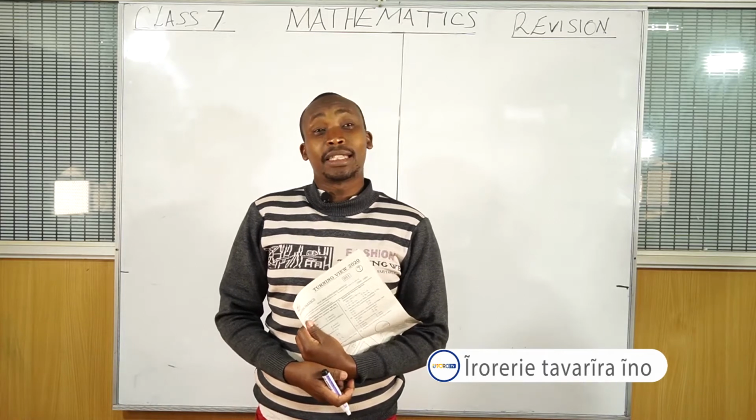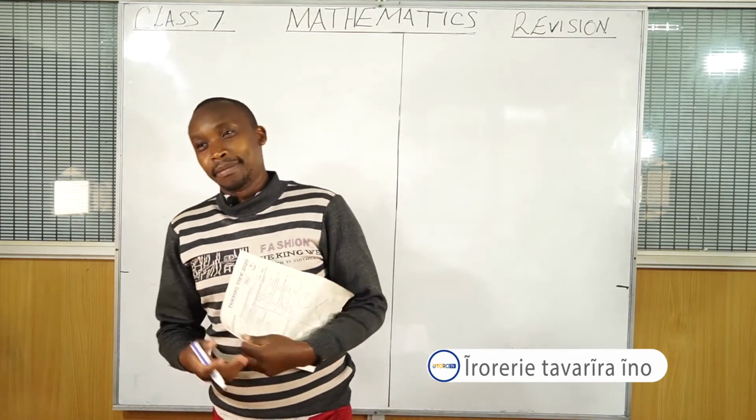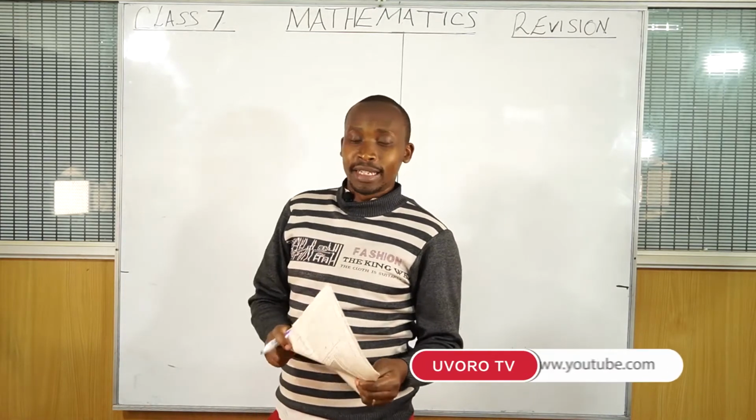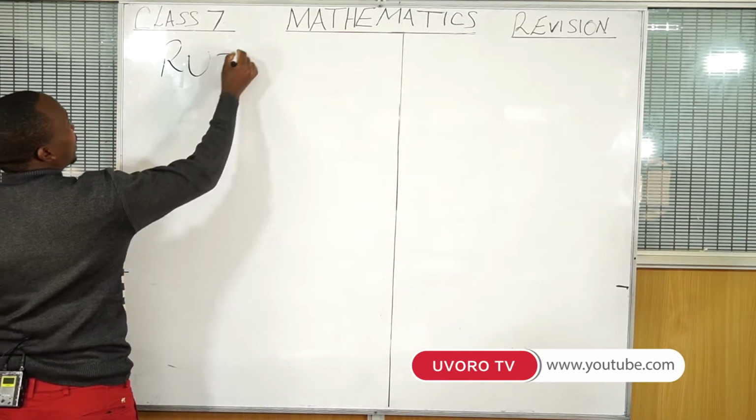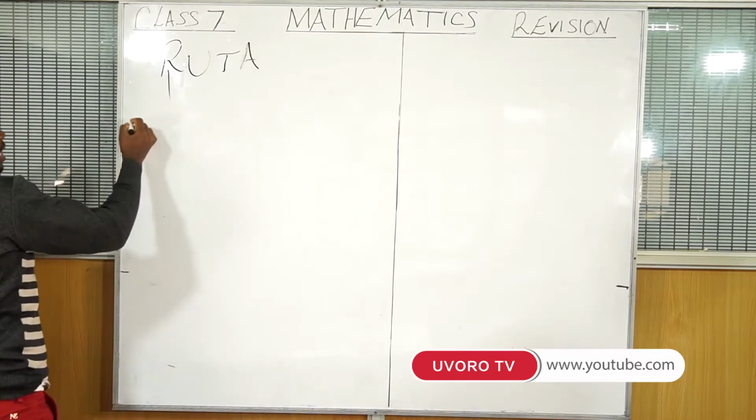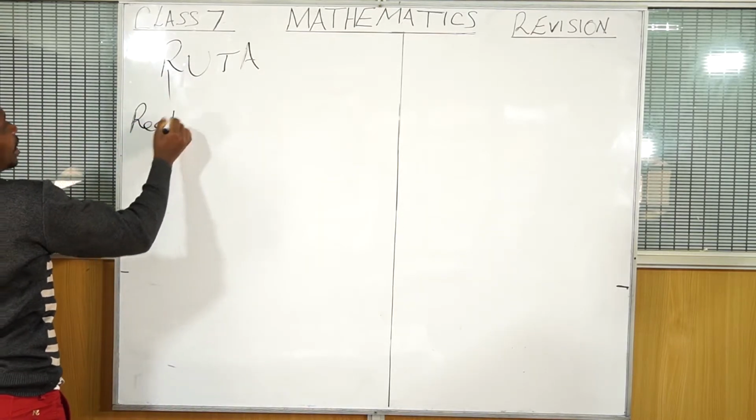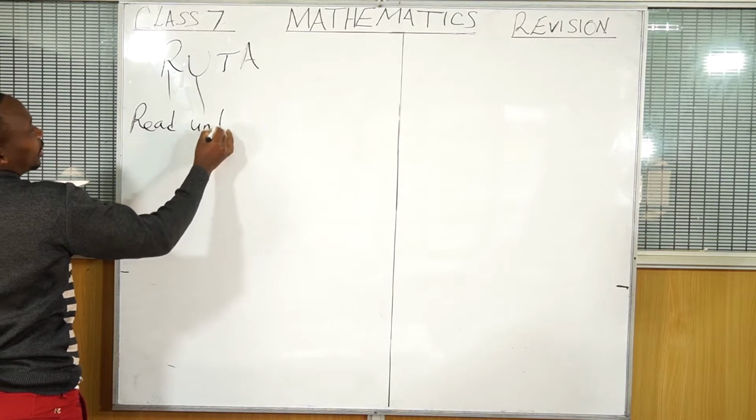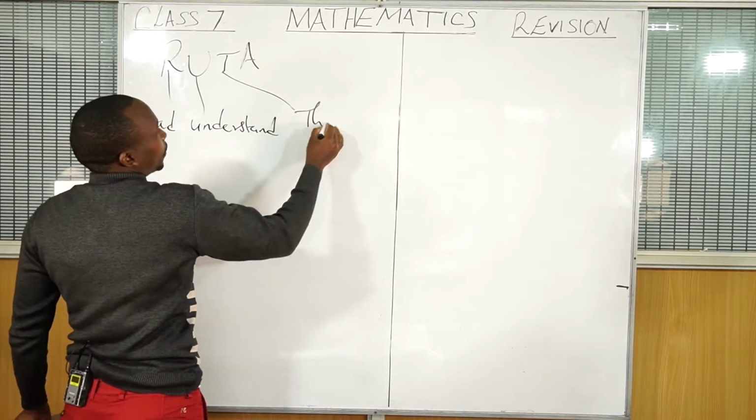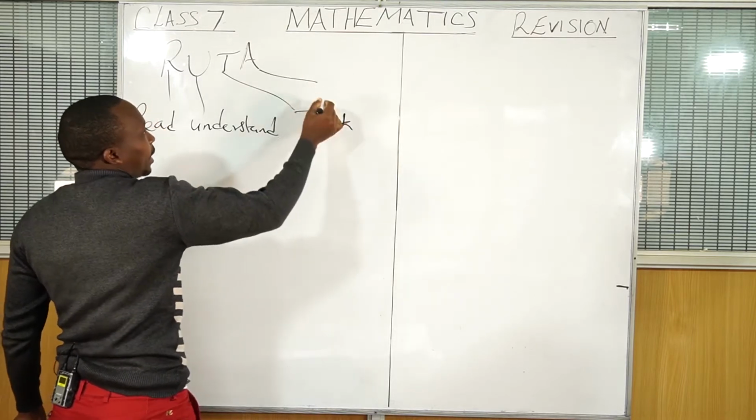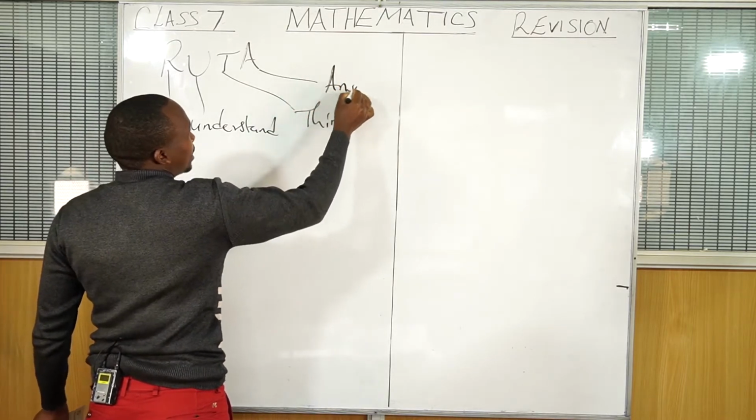Then, remember we had a formula. Who can remind us the formula that we had? Yes, very good. That was ROUTA. Are we together? That was ROUTA. R was standing for what? Reading. U for what? Understanding. T for thinking. And A for answering.